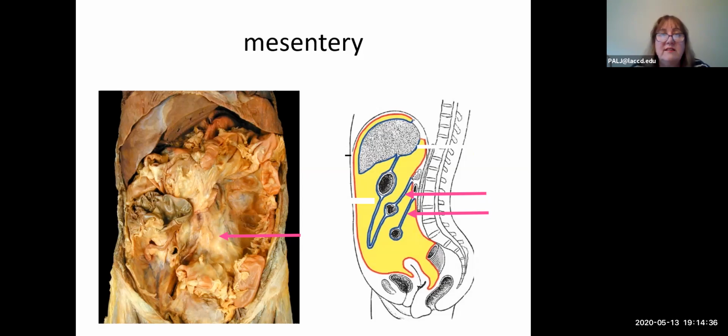And with that, I do believe we are finished with the esophagus, stomach, and small intestine. I hope you enjoyed this first part, and when we come back, we will be looking at the large intestine.